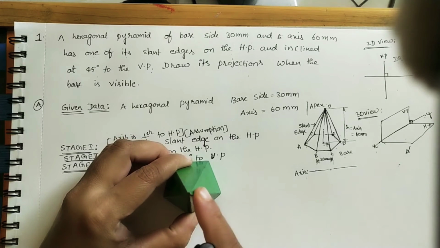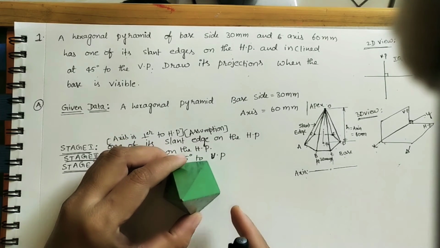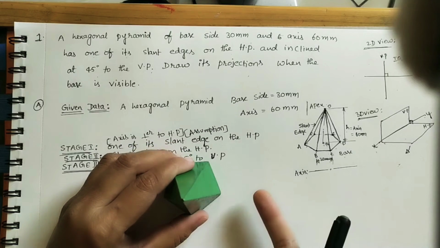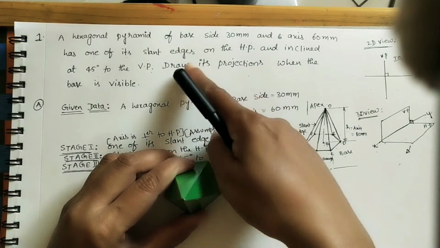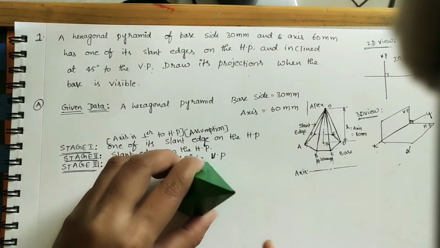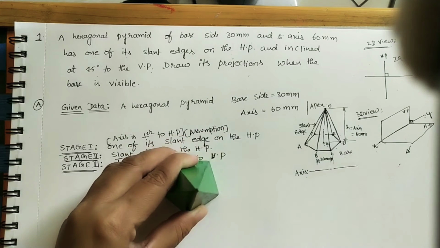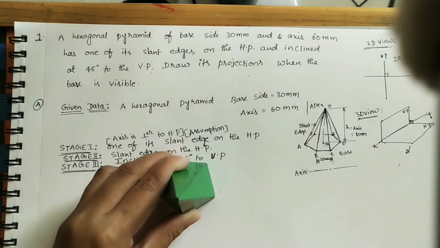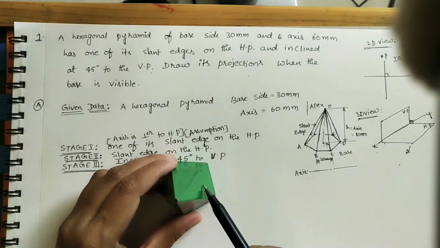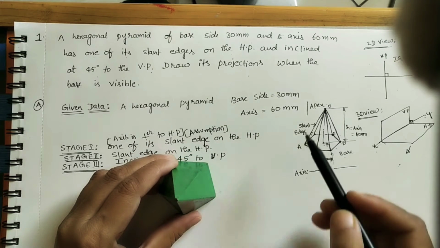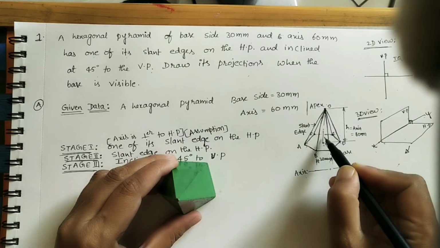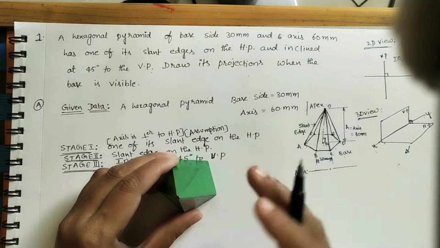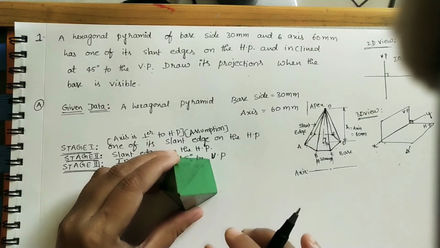In the first stage I am assuming like this, and in the second stage I am taking this condition, one of the slant edges on the HP. I am tilting the entire pyramid in this direction. So our first assumption is that whatever axis is there, this is the axis, it is perpendicular to the horizontal plane. We are keeping the pyramid like this.